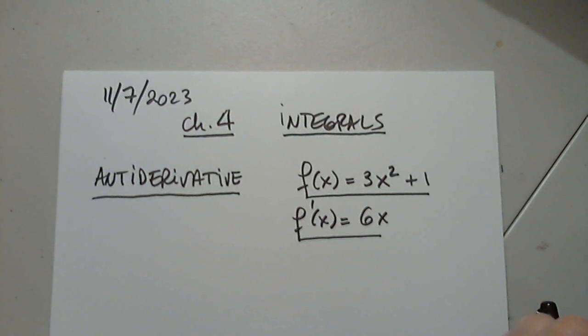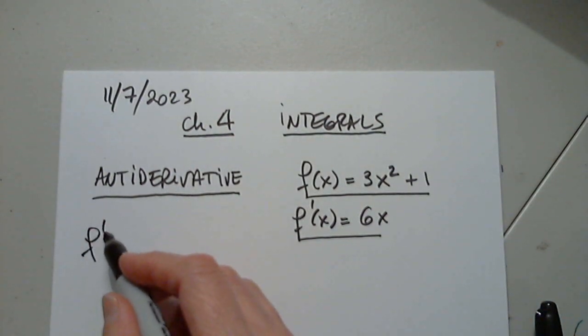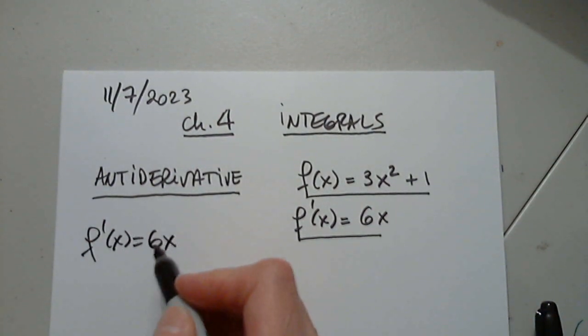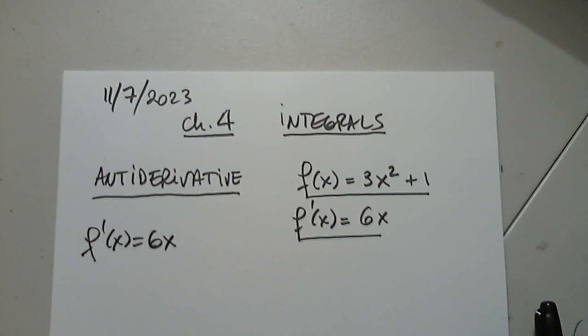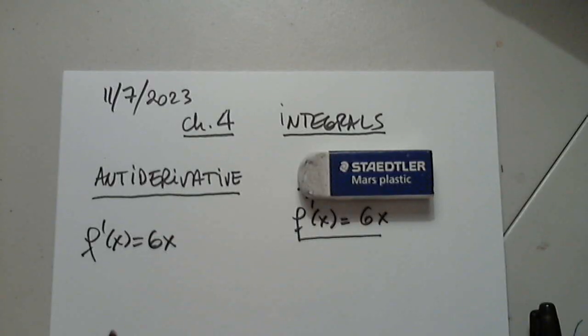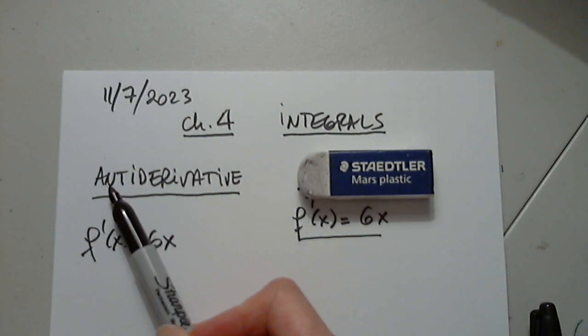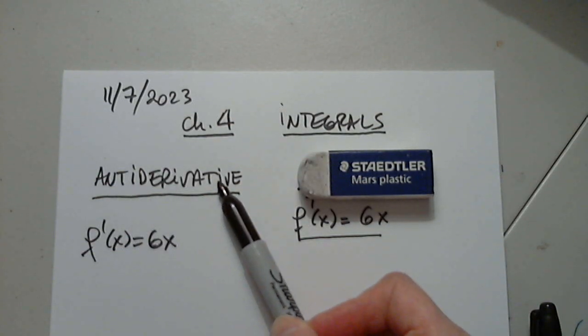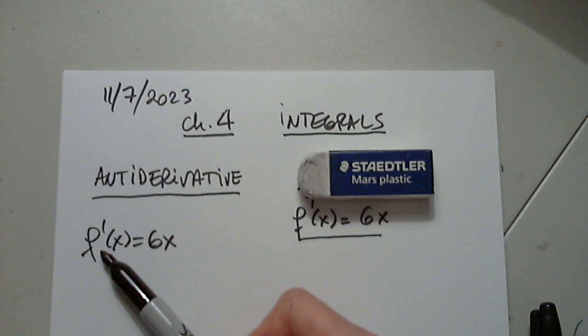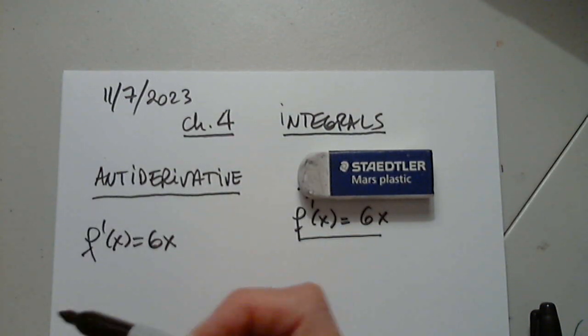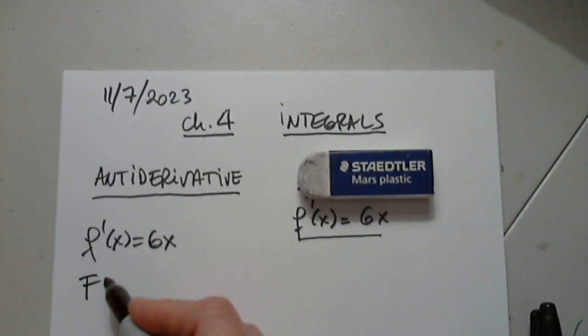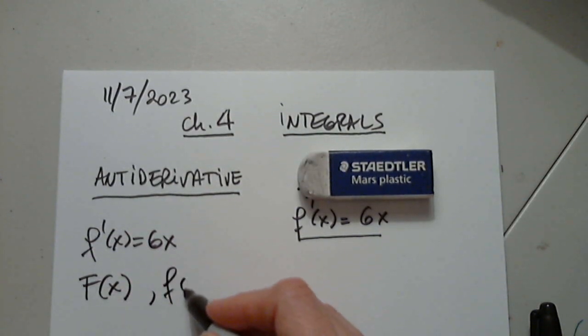But now the question is, if I am given the derivative, how do I find the function? So that's the idea now. If I try to find the function, it means that I'm finding the antiderivative of this function. So I'm looking for uppercase F of x or lowercase f of x.